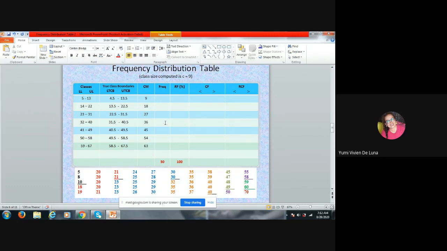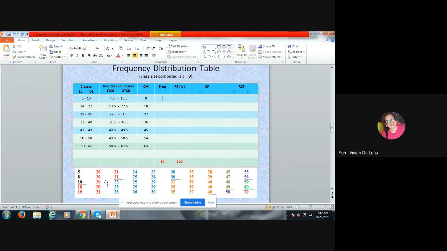Okay, when it comes to frequency, we're going to base our data on our raw data. If you look at the raw data, it already has color codings and partitions to make it easier. You can do that earlier. So why did it become like this? How do we fill out the frequency? In the first class, from 5 to 13, we look at the raw data to see how many values fall in there.